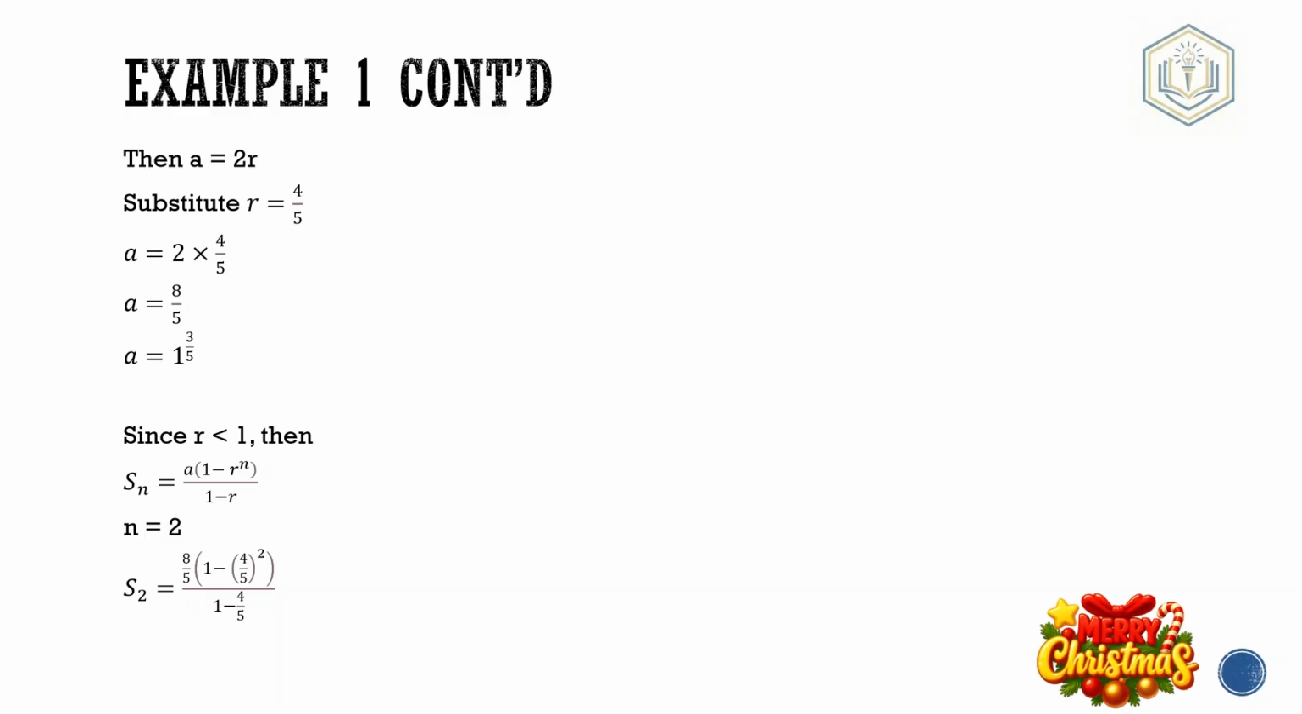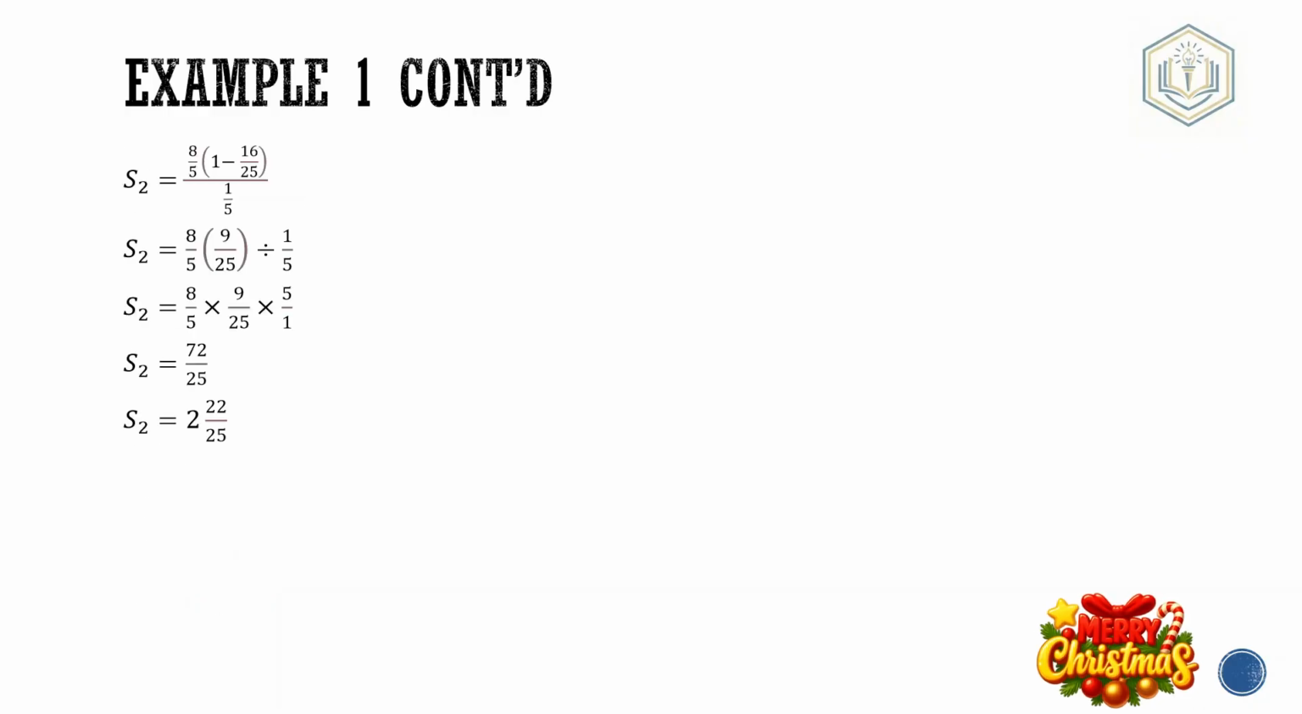Since your n is 2, just substitute the value of n into that equation, and that will give you 8 over 5 open bracket 1 minus open bracket 4 over 5 raised to power 2 close bracket, divided by 1 minus 4 over 5. And so when you simplify that further, you will discover that the two terms will be 8 over 5 open bracket 1 minus 16 over 25.